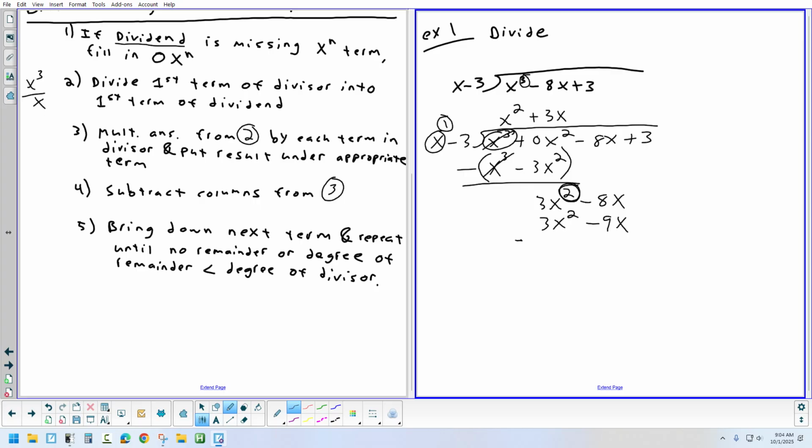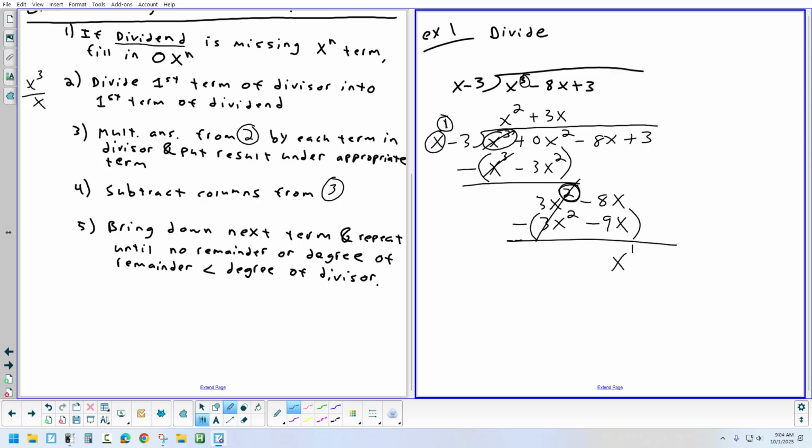Yeah. We would subtract. Yep, we're going to subtract them. So go like this. 3x squared minus 3x squared, that's gone. What's negative 8x minus negative 9x? Yeah, Raj? x, good. Okay, the exponent on x is a 1 here. The exponent on x there is also a 1. We got to keep going. But this will be the last round because then the exponent on the inside will be smaller.